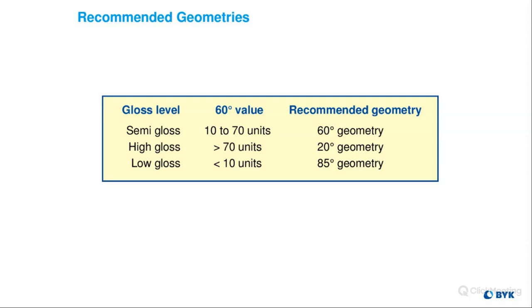And then lastly, with the low gloss, anything under 10 units when measured with the 60-degree gloss meter, it's recommended to use the 85-degree geometry. That way you're getting the best and most accurate data when you're measuring different surfaces.